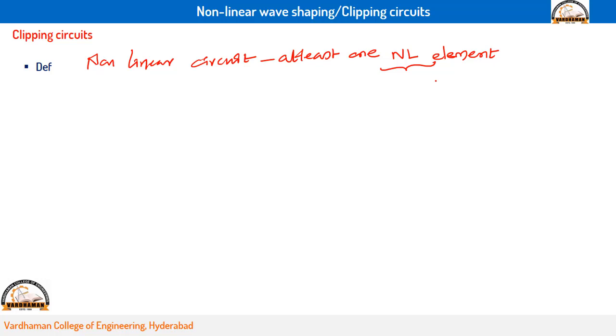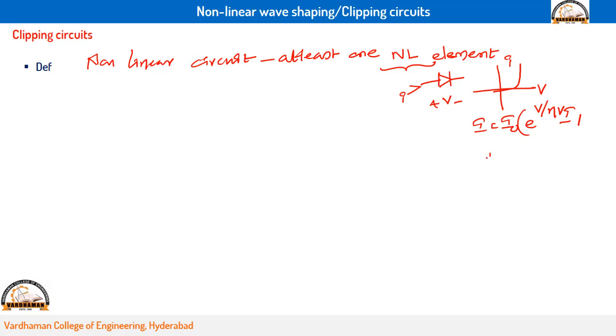And what is a nonlinear element? The VI characteristics should not be a straight line passing through the origin. For example, take a diode, where V is the voltage across the diode and I is the current flowing through the diode. If you draw the VI characteristics, we know these are exponentially related, because I is equal to I naught into e power V by eta Vt minus 1. So voltage and current are related exponentially. I is proportional to e power V. The remaining I naught, eta, Vt and 1 are all constants. So I and V are related exponentially, so the diode is a nonlinear element.